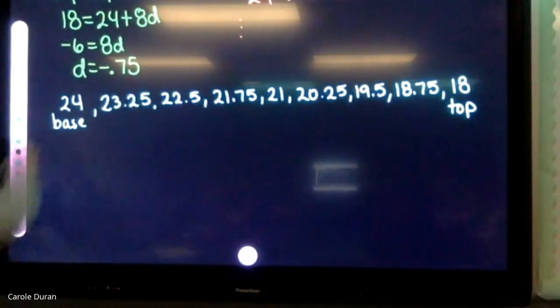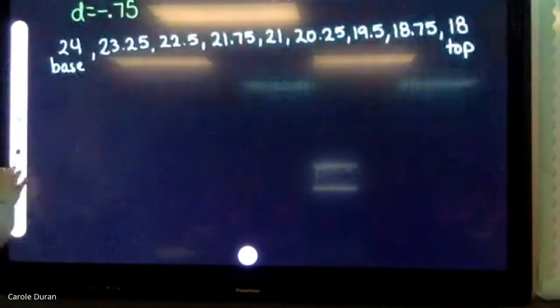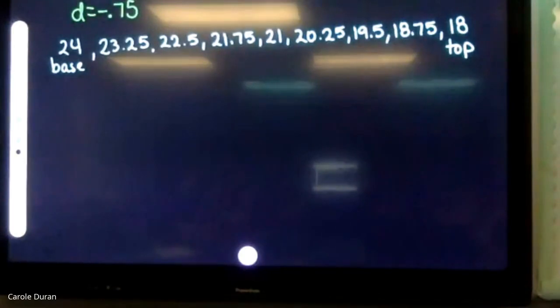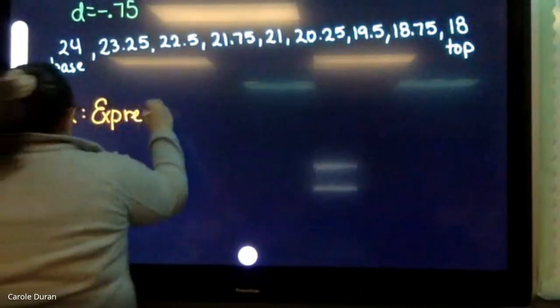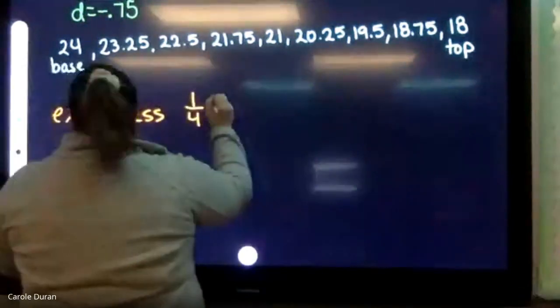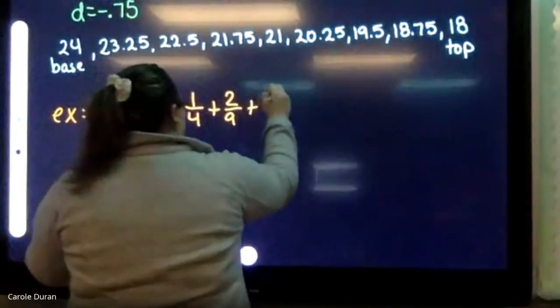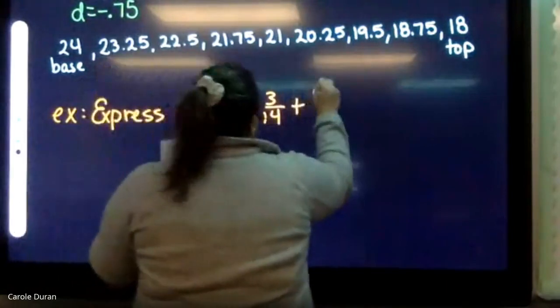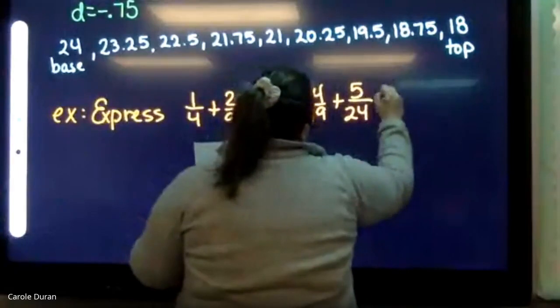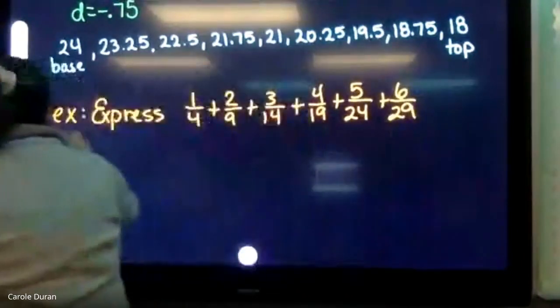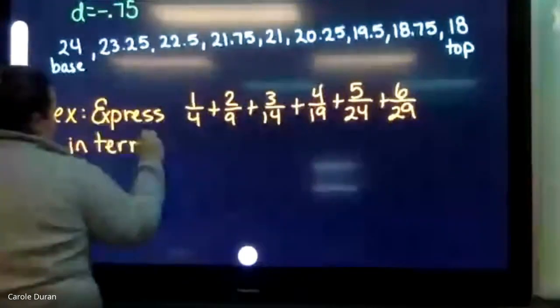Okay, so the last example that we're going to do is actually different than arithmetic mean. It is given a series, which is the sum of sequence values. Write the summation notation for that particular sum. So this one asks us to express the addition of 1/4, 2 ninths, 3/14, 4 19ths, 5 24ths, and 6 29ths in terms of summation notation, which is that funky looking E.